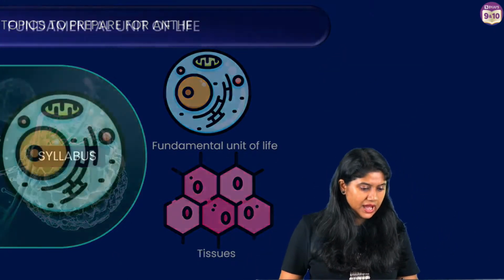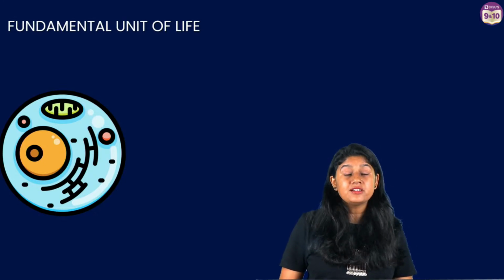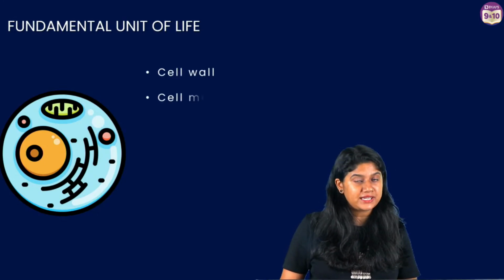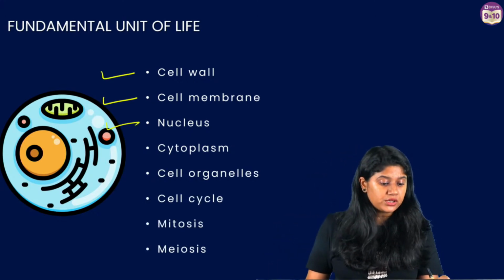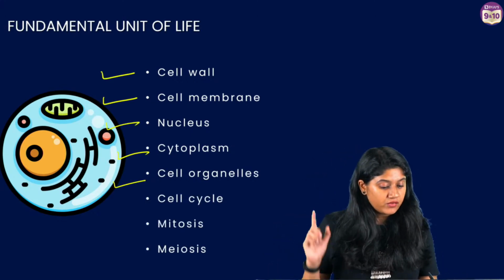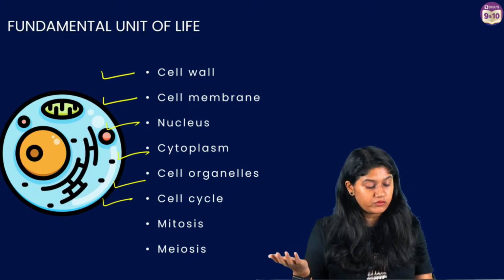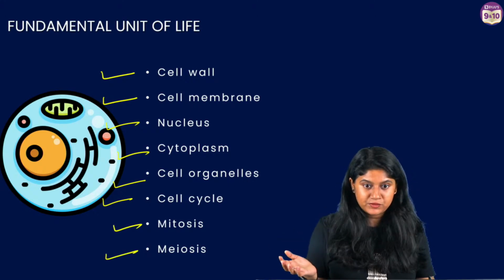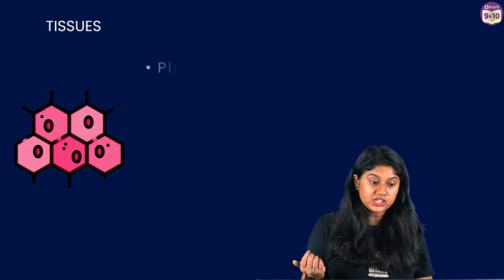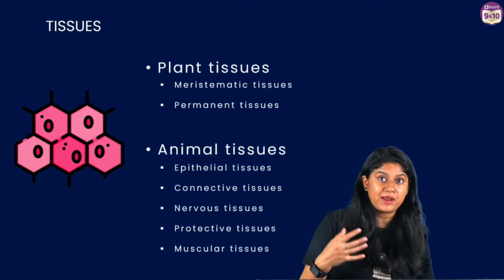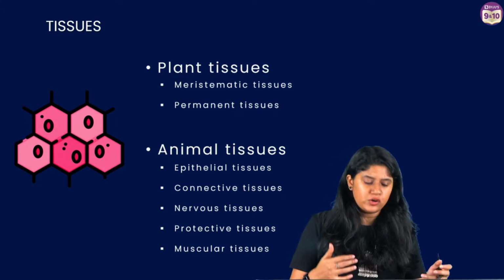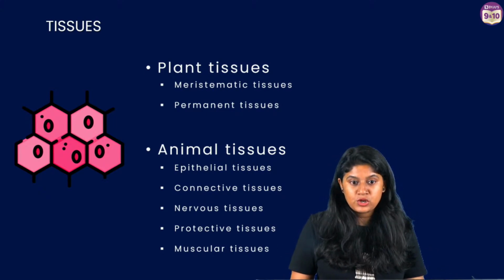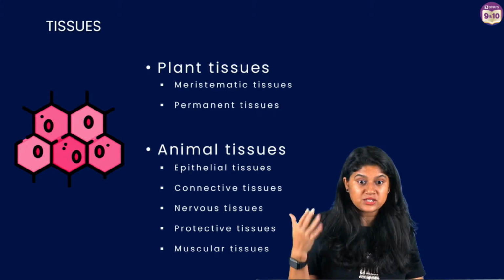Here we have the different subtopics in the chapter on the cell, the fundamental unit of life. We have cell wall, cell membrane, nucleus, cytoplasm, cell organelles, and the cell cycle, in which we have mitosis and meiosis. Then in the tissues chapter, we have plant tissues, meristematic tissues, and permanent tissue. In animal tissue, we have epithelial, connective, nervous, protective, and muscular tissues. We have questions based on these, so let's get started.